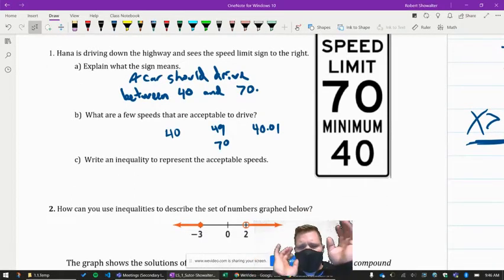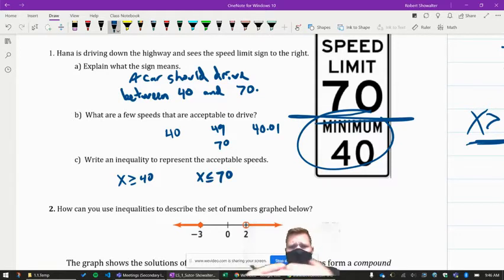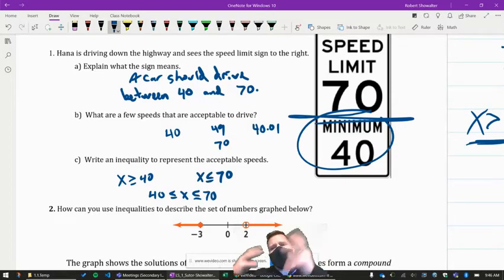To write an inequality that represents that, the minimum says we have to be greater than or equal to 40. The maximum says we have to be less than or equal to 70. And we can actually be between those two values. So we can write a compound inequality to represent that we're between 40 and 70 inclusive. All right, here we go.